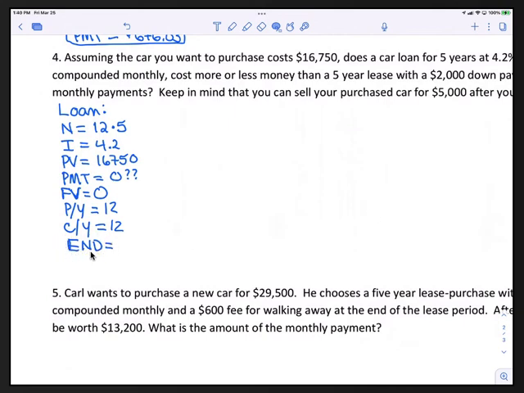All right, and again, when you put this in the calculator, you want to make sure that it says end because car payments are made at the end of the cycle. And then you're solving for your payment. And your payment will be $309.99.